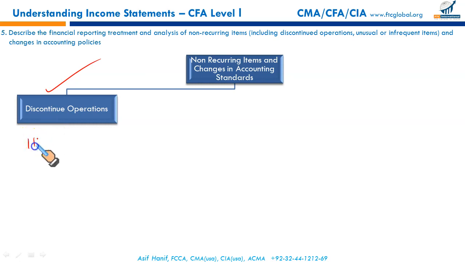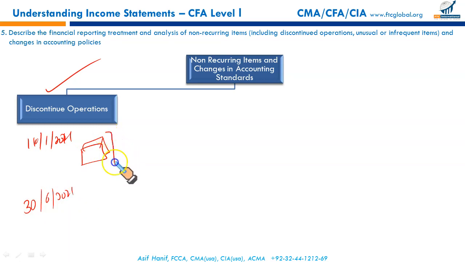Let's say on 1st of January, to just make things simpler, 2021, we decided to dispose of a certain segment and we sold it off on 30th of June 2021. How is it reported? First of all, this segment would have generated some profit or loss. That profit or loss generated between these two dates, measurement date and phase out date, these are called specific dates. So this profit and loss must be reported separately net of tax.